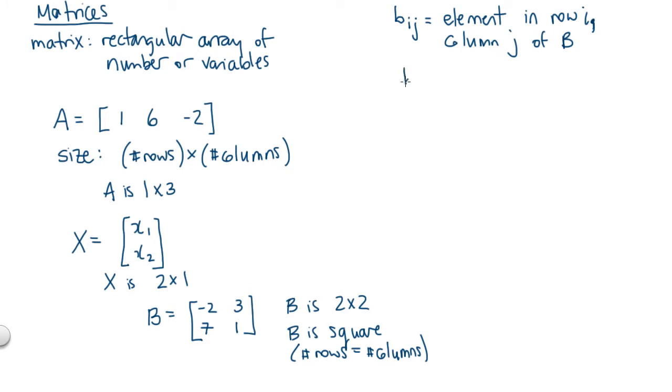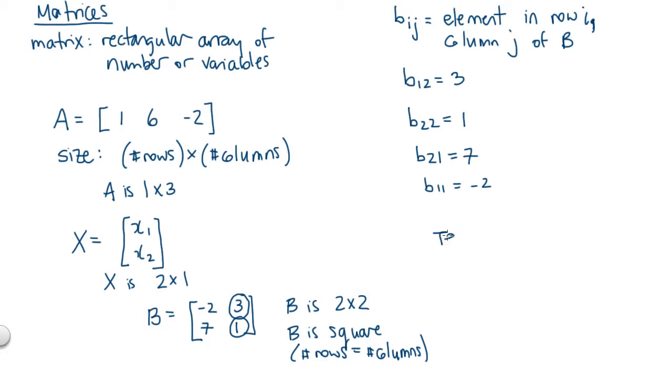So for example, if we write b12, that would refer to the element that is in row 1, column 2 of our matrix. So b12 would be 3. b22, for example, would be the entry in row 2, column 2, so that would be 1. b21 will be the element in row 2, column 1, so that would be 7. b11, the entry in the first row in the first column, would be -2.